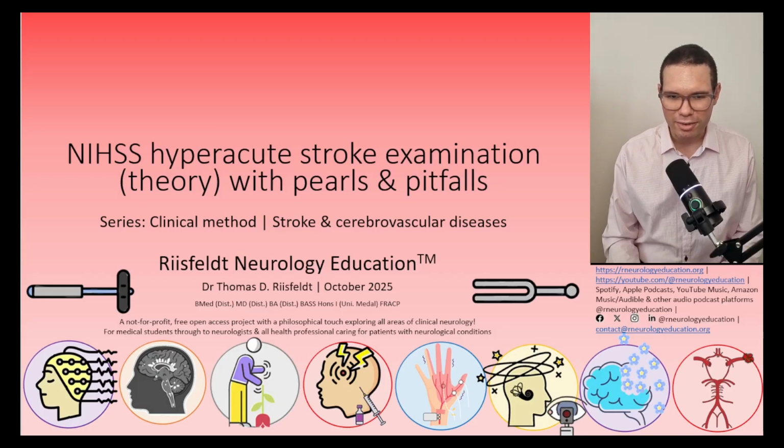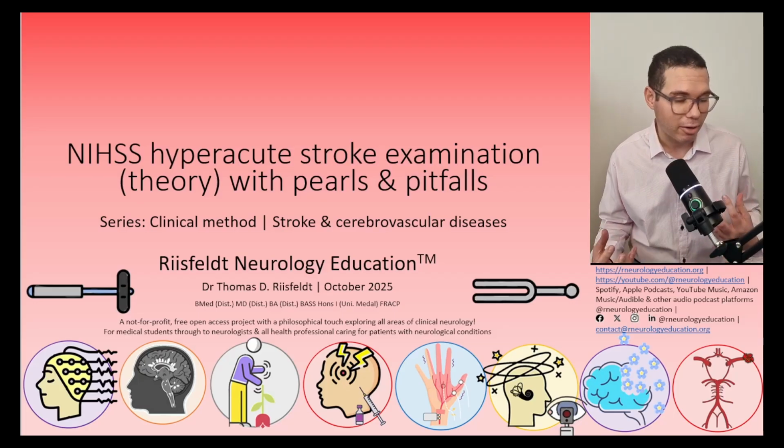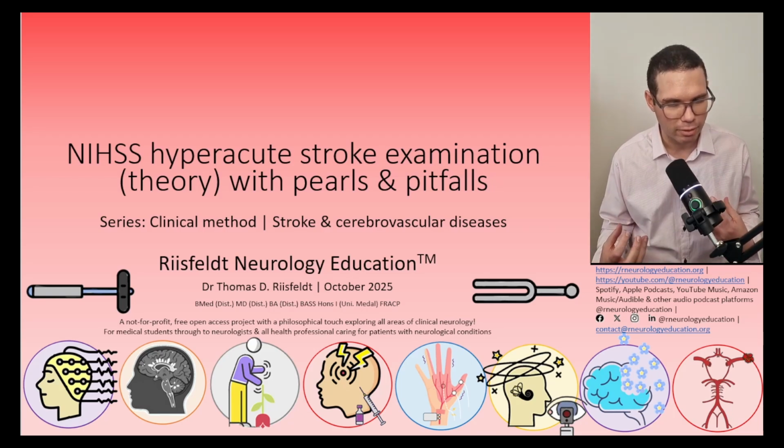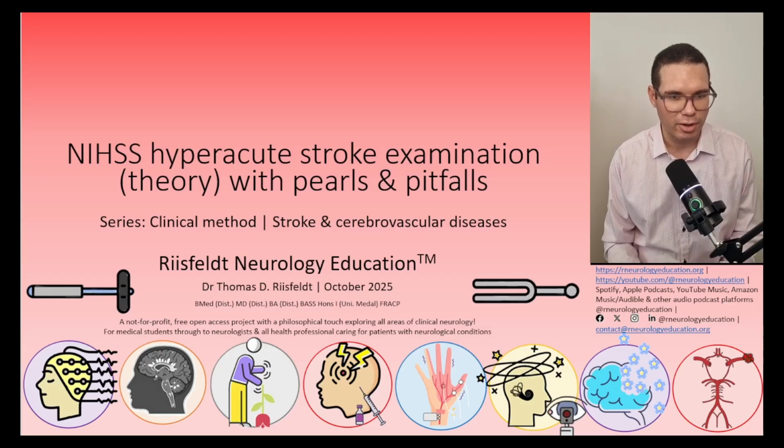I'm really excited to announce that this is the first episode in the Stroke and Cerebrovascular Diseases series, and it therefore has a different color background. I've gone with a red background, which is the color of the awareness ribbon for stroke and cerebrovascular diseases, and it's also falling within the series of clinical method. The episode is titled NIHSS, Hyperacute Stroke Examination with Pearls and Pitfalls, and we'll be focusing on the theory behind the examination in this episode.